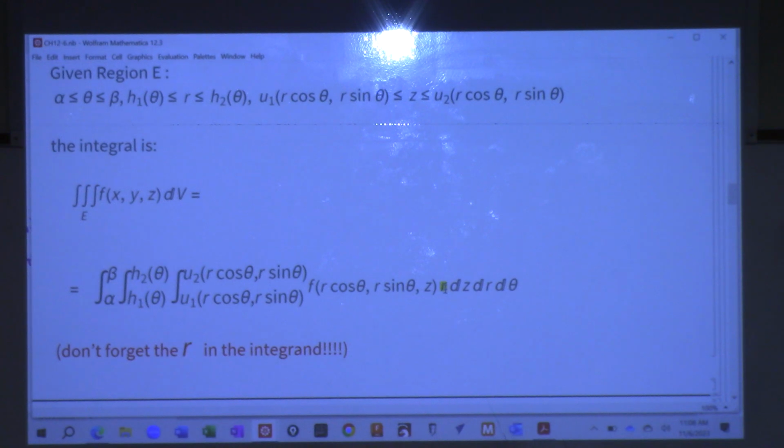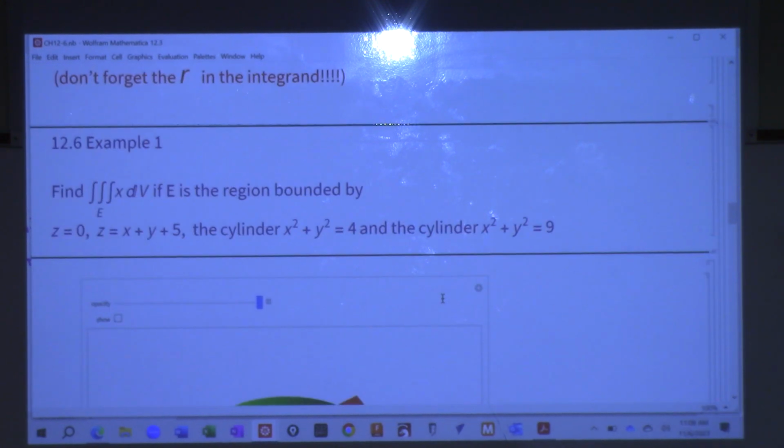Okay, I've highlighted in yellow, right? R. That comes from when we go to polar, right? You have to have that R in there. Same with cylindrical, it's going to be there. All right, let's just do an example. Best way to get used to this, just do one.